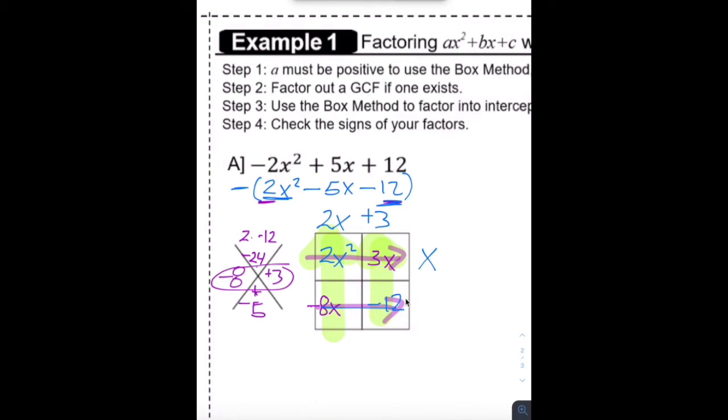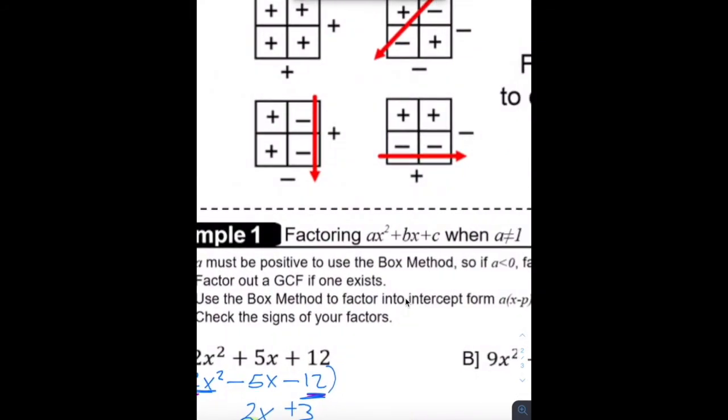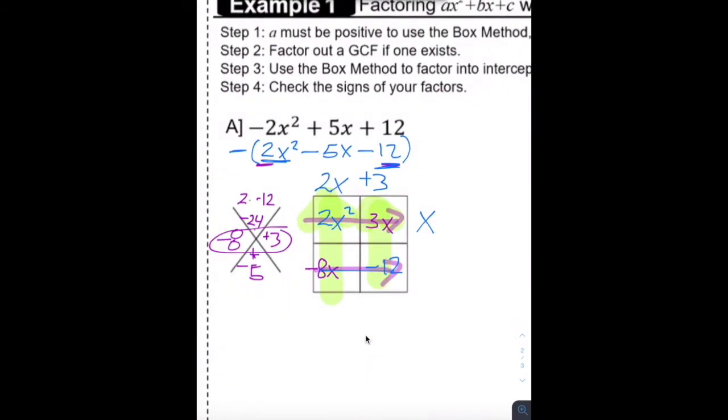Remember what I said at the top: whenever you have double negative, then the factor is going to be a negative one. So here is going to be a negative. 8 and 12 have a 4 in common, so it's going to be negative 4. And you're pretty much done. So the factors are 2x plus 3, parentheses x minus 4.